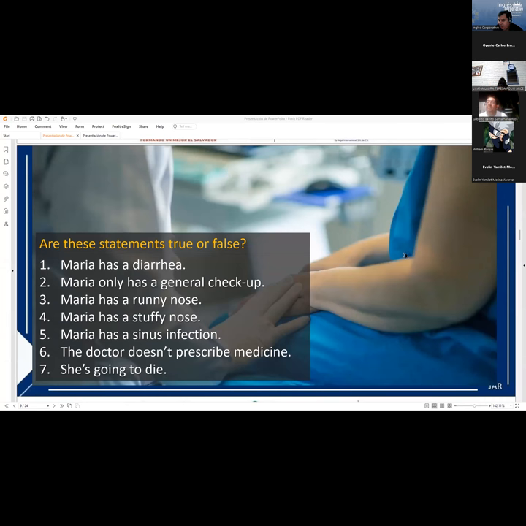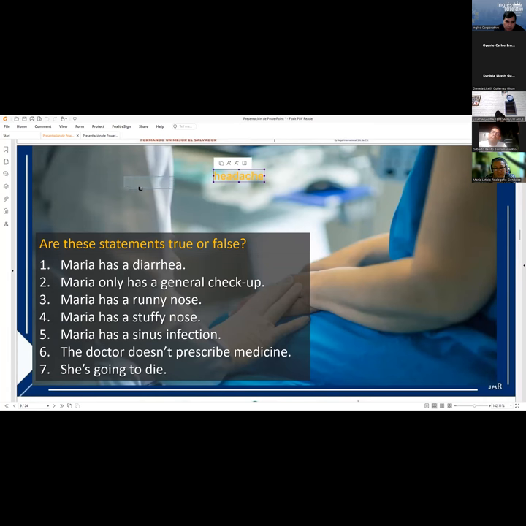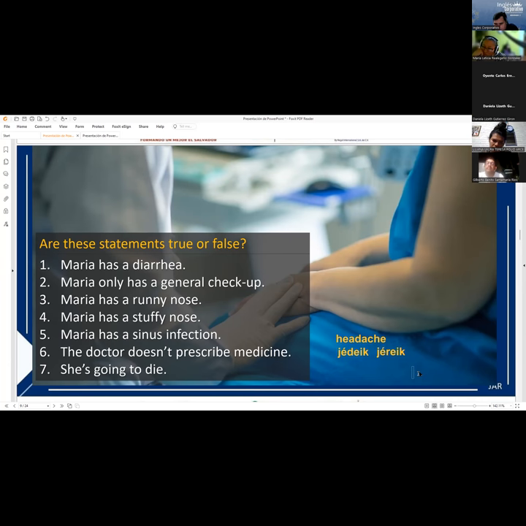Only these ones because of the necessity to double check. It's false. We say headache. Pronunciation: headache. You can also say headache. Two forms, it's okay. The two are okay.